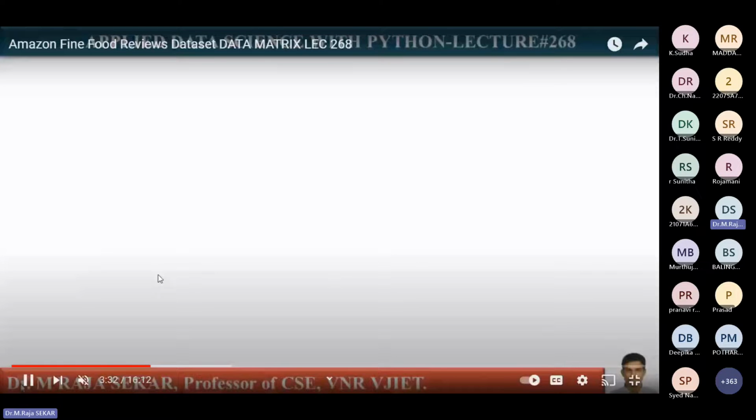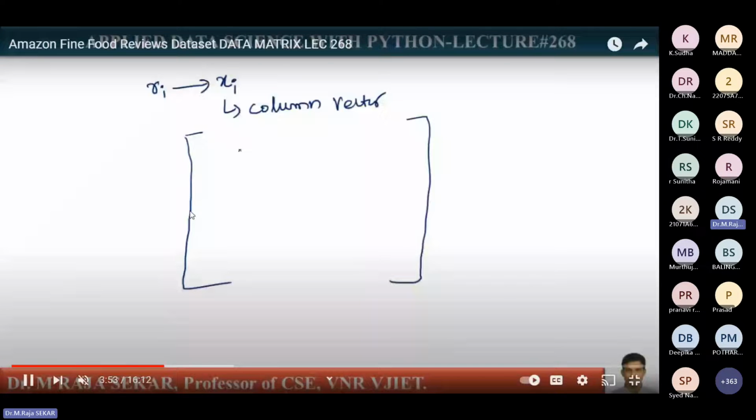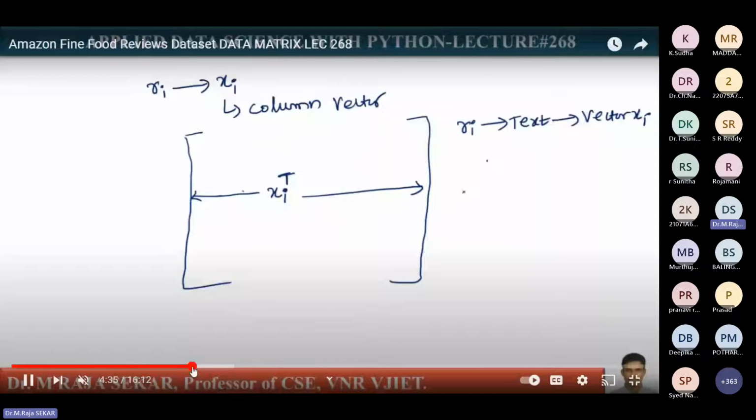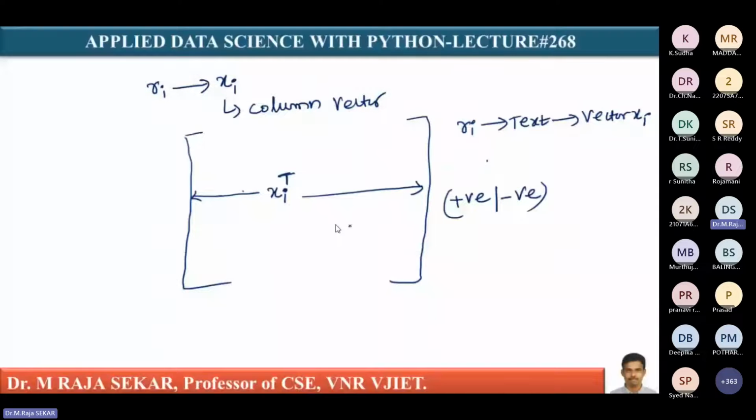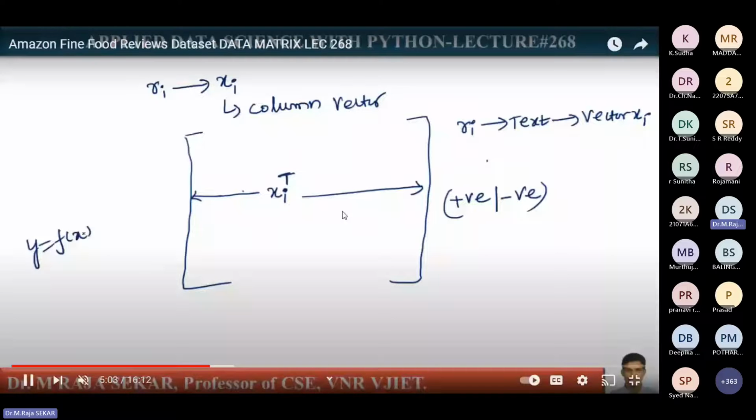You will get it like that, isn't it? Yes, same thing I am saying. This xi transpose is a row. In general, I am writing xi transpose. That may be x1 transpose, x2 transpose, x3 transpose, x4 transpose, and so on and so forth, isn't it? Yes. Here, what is my outcome? That review may be a positive review, or a negative review. When will you say a review is positive or negative? We were saying that if the rating is 4 or 5 it is positive, and if it is 1 or 2 it is negative, something like that.